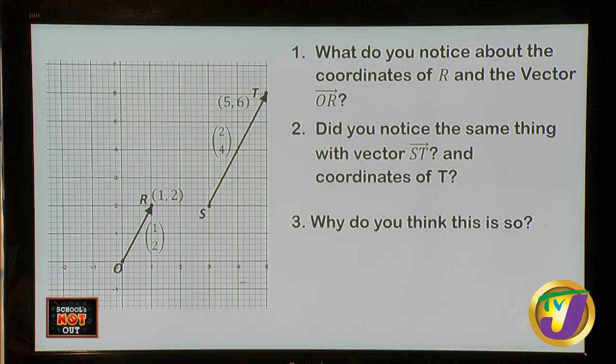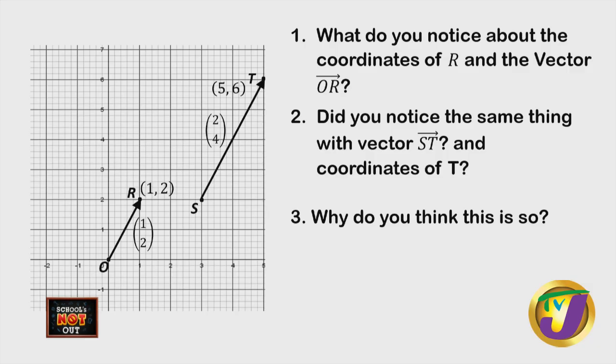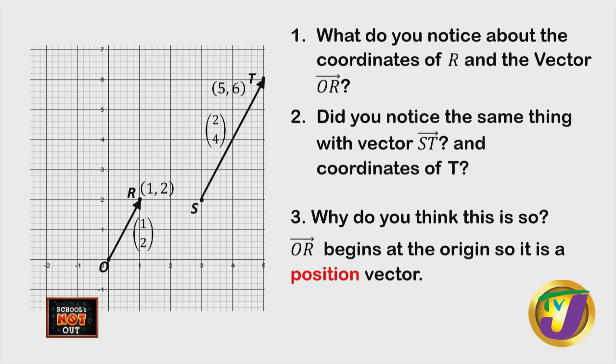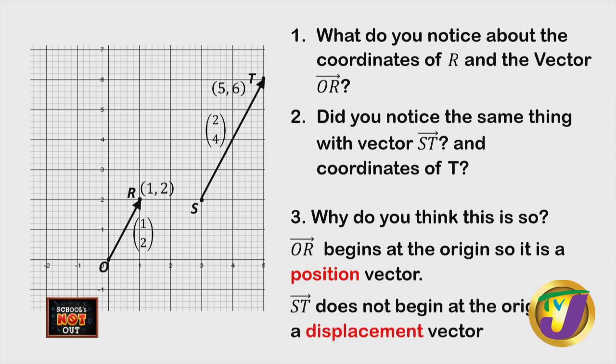I'm thinking, because I'm looking at that point O, and that looks like the origin, isn't it? So that point is (0, 0). So I'm thinking that because OR starts from the origin, that is why the coordinate for R and the vector OR were the same. And I know there's a special name for that. Position vector. Thank you so much. So vector OR begins at the origin, and so we call it a position vector.